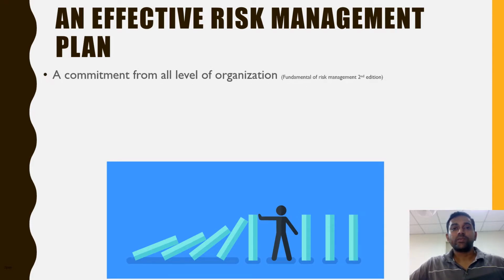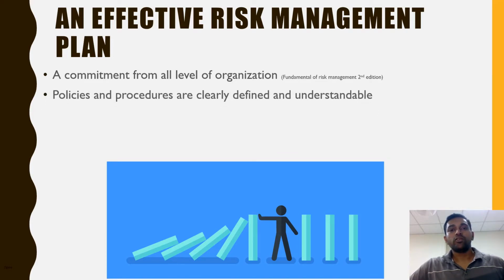Okay, now we are looking at an effective risk management plan. An effective risk management plan should have initiation from the top management down to the labor. Only then will it be an effective risk management plan for our organization. And then policies and procedures are clearly defined and understandable. It needs to be understandable not only to top management, but also to the normal worker, to ensure they follow all the control systems that we identified in our risk assessment. That is a very important thing.